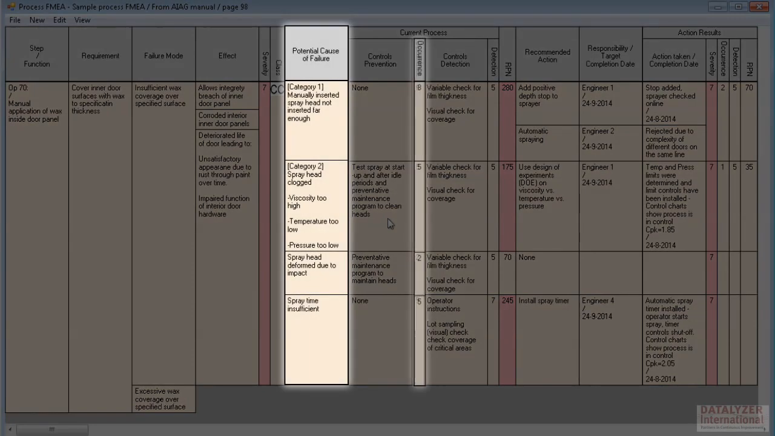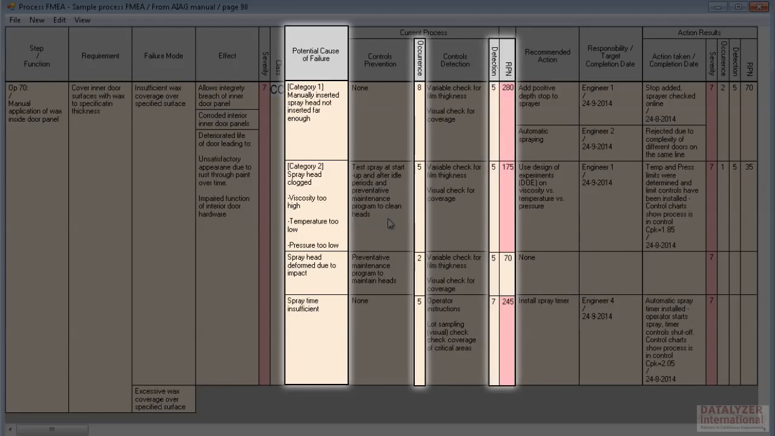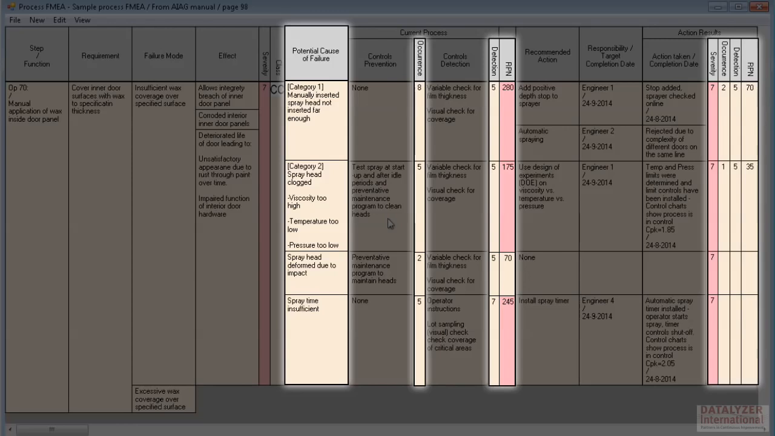Causes have the current process occurrence, detection, and RPN values on a one-to-one basis. That seems fairly obvious. But what is not so obvious is the action results versions of occurrence, detection, and RPN are also related to the cause. This seems odd at first sight because they are placed to the right of the action cells. But it is the occurrence and detection values of the cause that are modified by the actions in an attempt to reduce the cause's RPN.